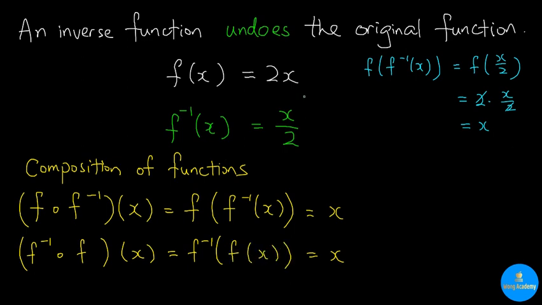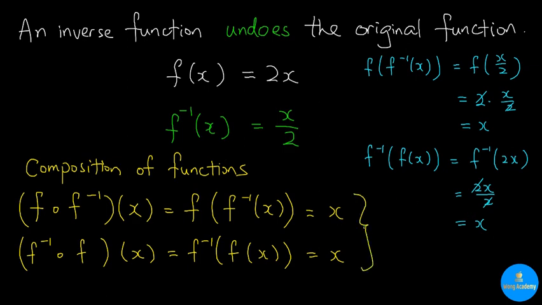Back to this example, we have f inverse of f of x, which evaluates to f inverse of 2x. And then we need to plug in this 2x into this x to get 2x over 2, which simplifies to x. So we once again see that f inverse and f cancel out each other to just get a simple output x. These two combined is what we truly mean by the undo property of an inverse function.